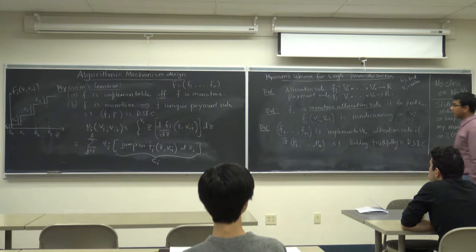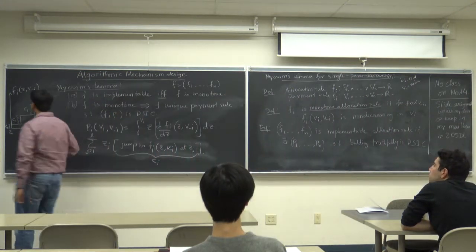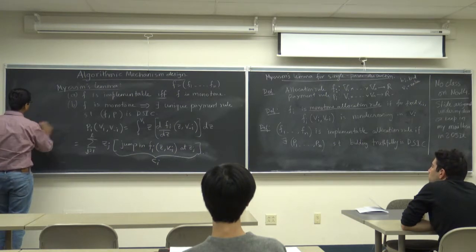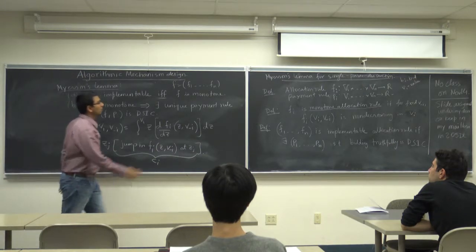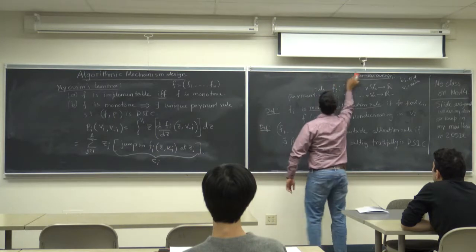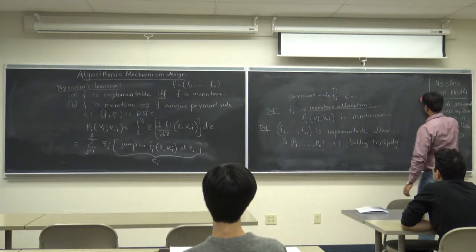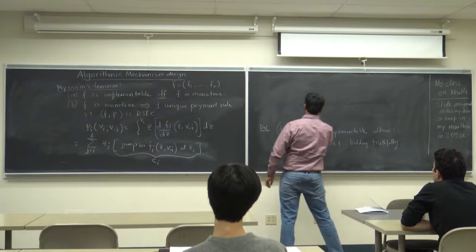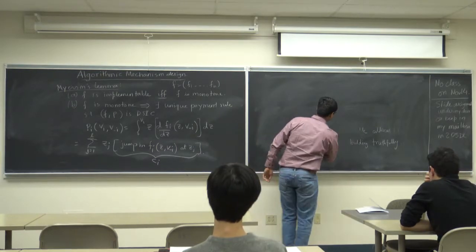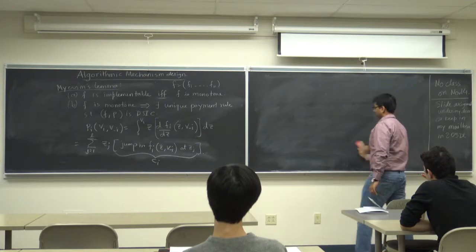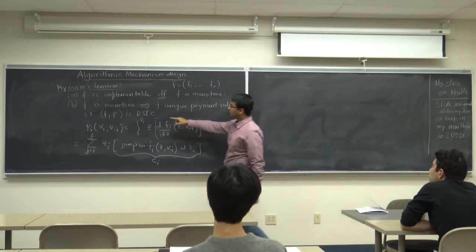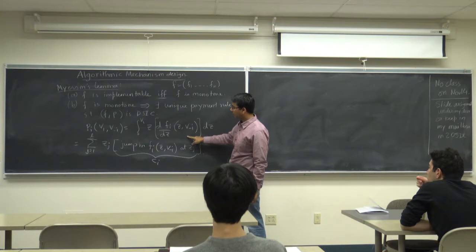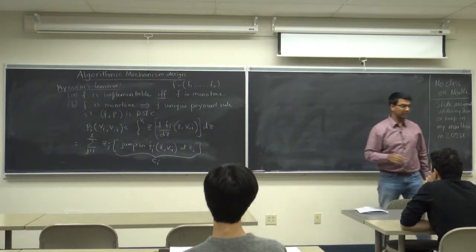Let's talk about the Knapsack auction. Let me delete this side. When I say that all you have to do is come up with the monotone allocation rule, you have to realize that maybe this integral is hard to compute. That's something TBD, we'll discuss when the time comes.